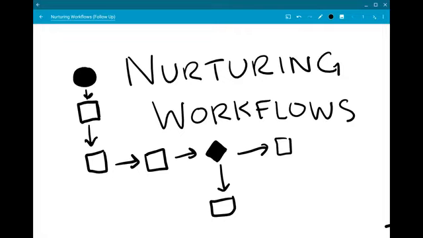I'm not in any way prescribing anything here. This is not a prescription, saying, hey, this is what you have to do when you are nurturing a contact or a lead. I'm not a sales coach.